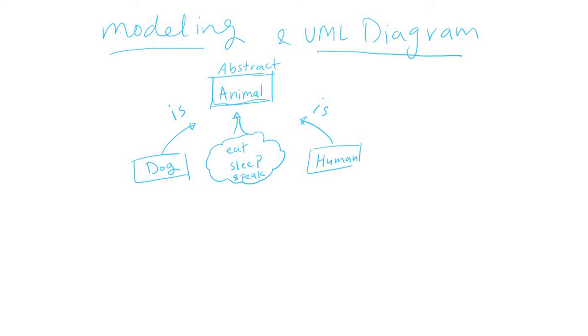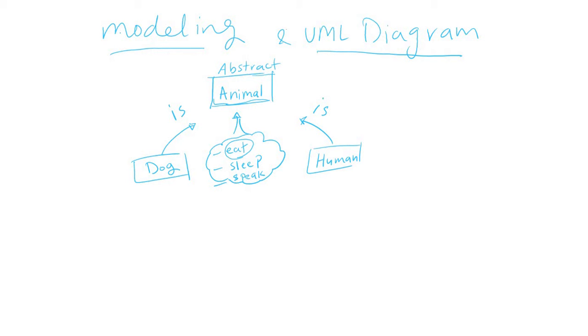And they can have similar behaviors, like they can eat, they can sleep, they can speak. But eating between dogs and humans can be different. So this is what we can say both can do, but they can do it in different ways. Keep it in mind. We will talk about this later. And this is what we call in programming polymorphism.